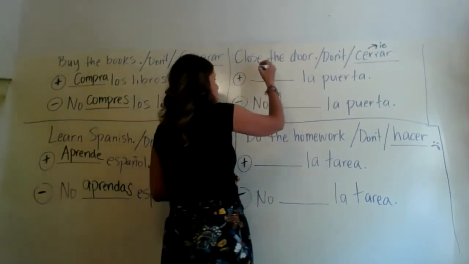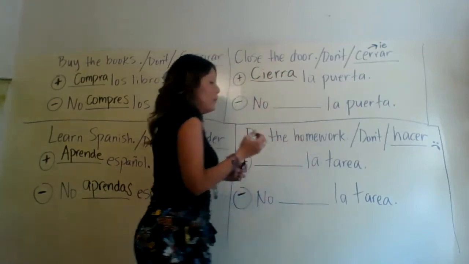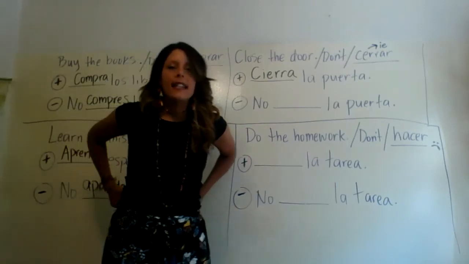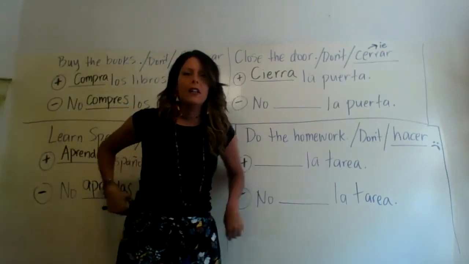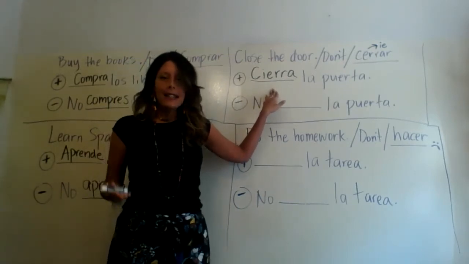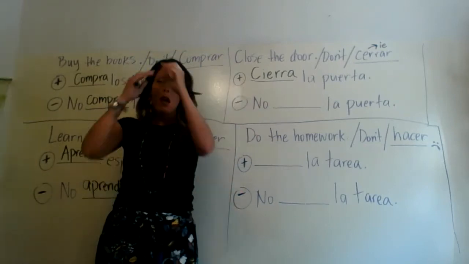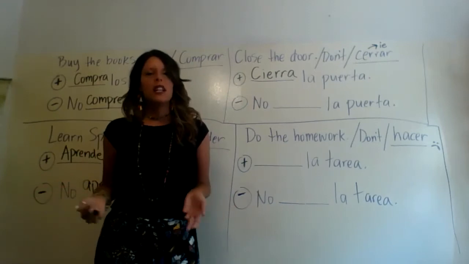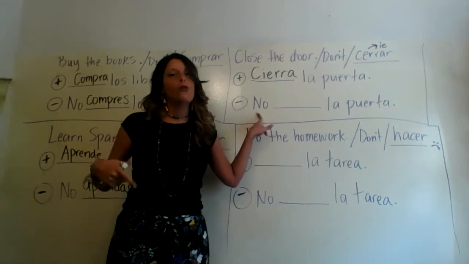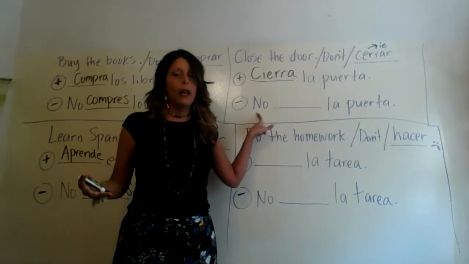So I'm going to throw that down right here. Maybe we're in a classroom and I'm teaching you, you come in late and I say, hey, do me a favor, close the door behind you. I would say, hey, cierra la puerta. That will be my affirmative informal tú command. But maybe I don't want you to close the door. I want to say, no, never mind, don't worry about it. Leave the door open. So I want to say, don't close the door, so I will be giving you a negative informal tú command.